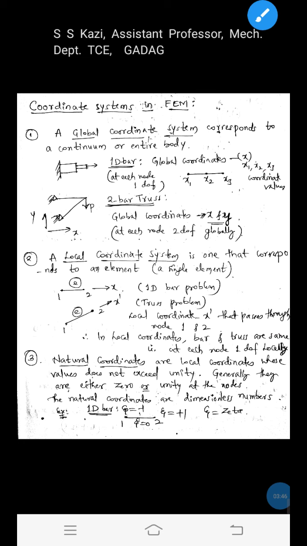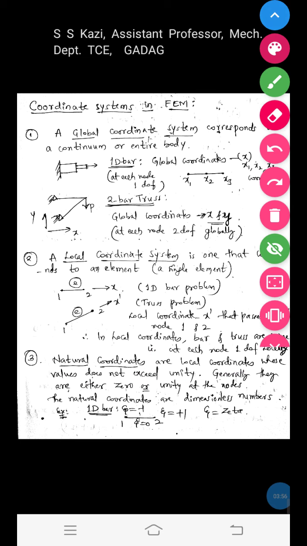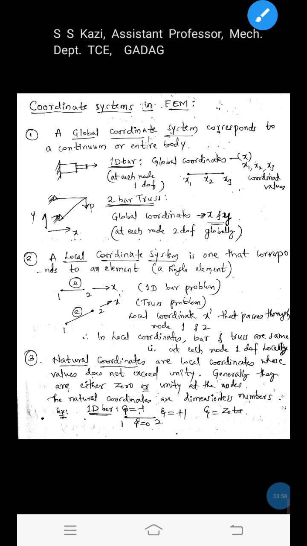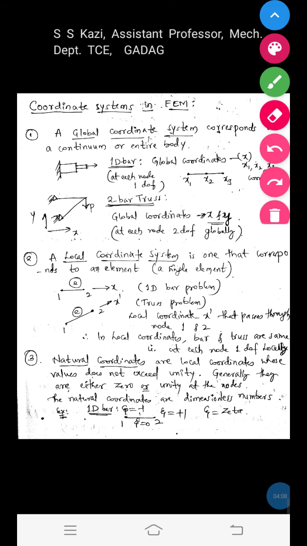Now come to the natural coordinates. Natural coordinates are local coordinates whose values do not exceed unity. These are dimensionless numbers. They are either 0 or unity, that means they range from 0 to 1. Natural coordinates are dimensionless numbers.